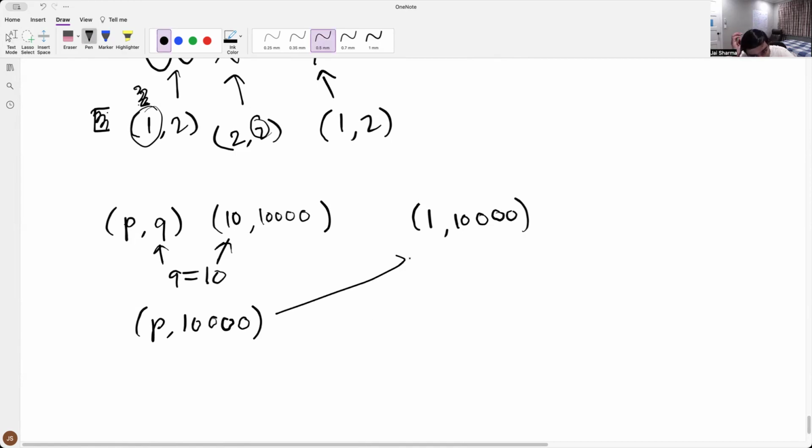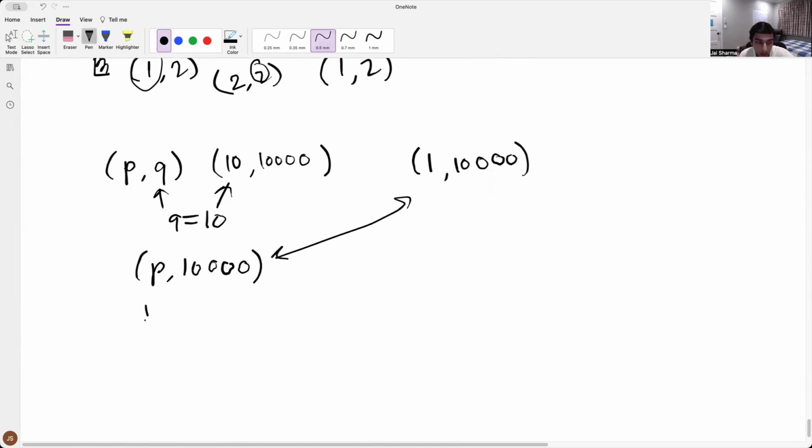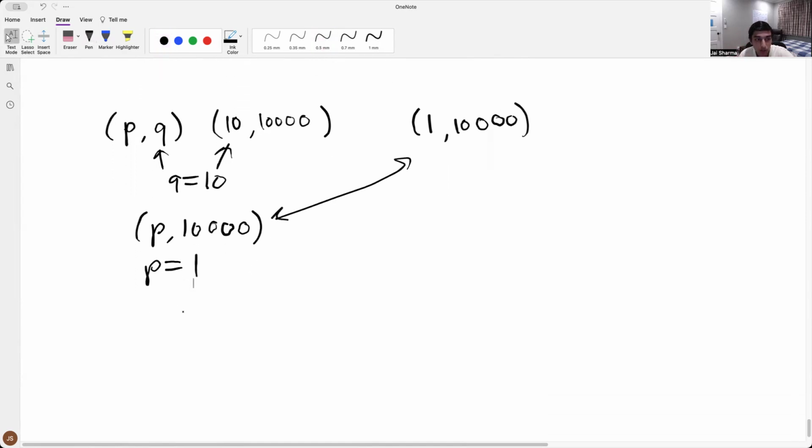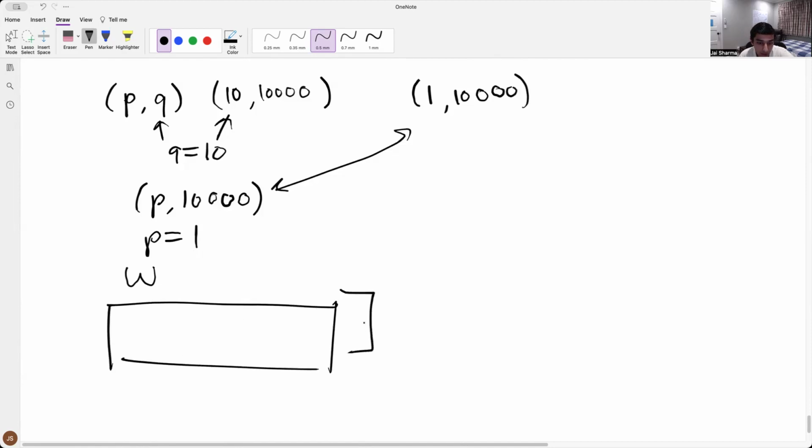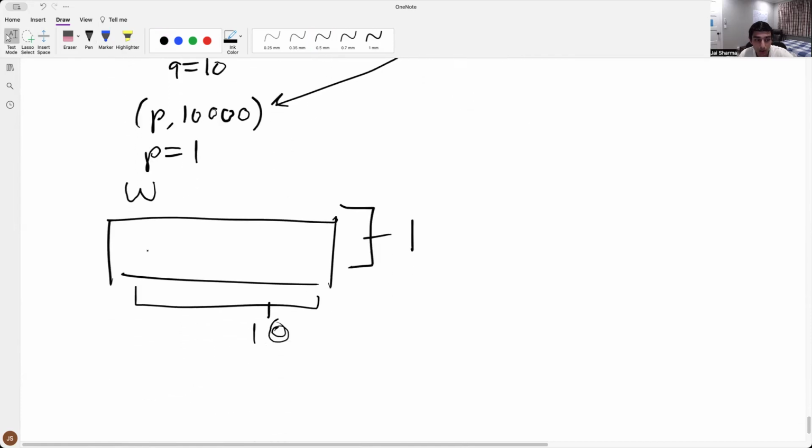And since that is equal to Y, which is 1 comma 10,000, P is going to be equal to 1. So essentially W is just this 1 by 10. So this is 1, and then this is going to be 10. This is a 1 by 10 matrix that is just filled up with things like W1, W2, W3, all the way to W10, right?